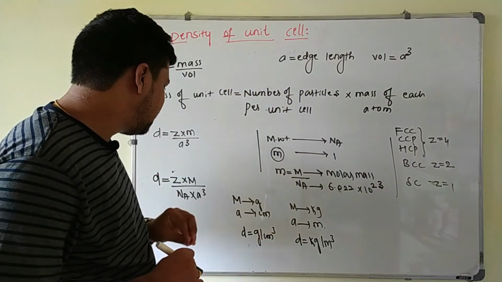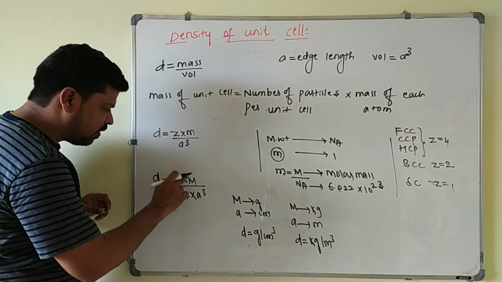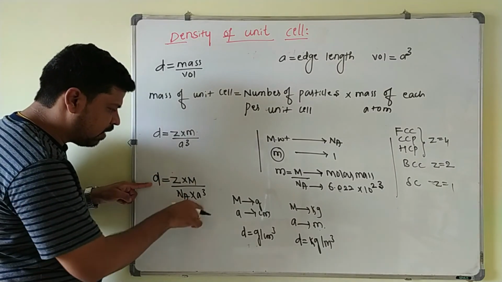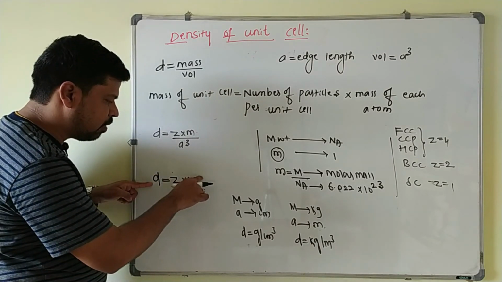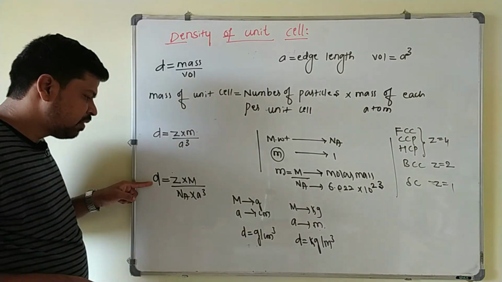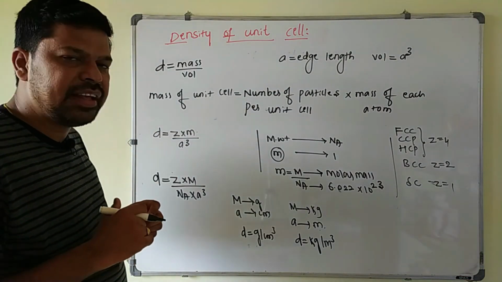So by using this data, you can calculate any one of these parameters. They will ask density giving remaining things, or else they will ask you to calculate the molar mass. They will give density here. Okay. So like this, you have to calculate the density of unit cell.